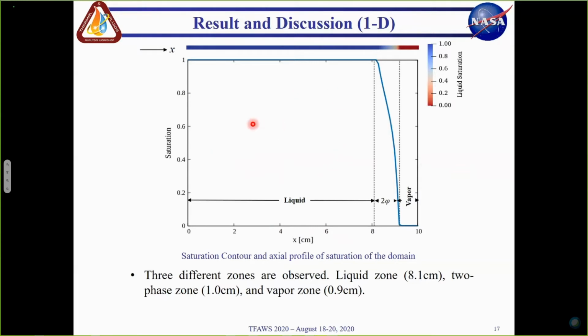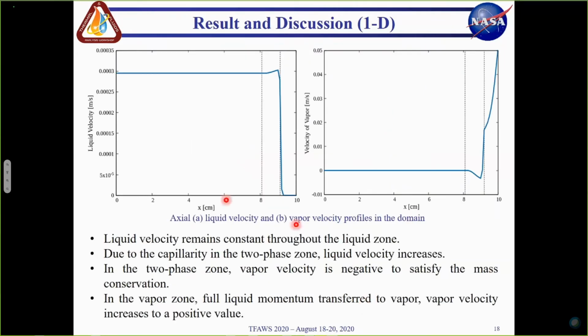So here we have this saturation contour and this saturation profile along the domain. And from this profile, we can easily see three distinct zones. One is this liquid zone, then there is this S-shaped two-phase zone, and there is this vapor zone. The two-phase zone is S-shaped because of the capillarity and the saturation relation. Here our liquid zone is 8.1 centimeters long, the two-phase zone is 1 centimeter long, and the vapor zone is 0.9 centimeter long.